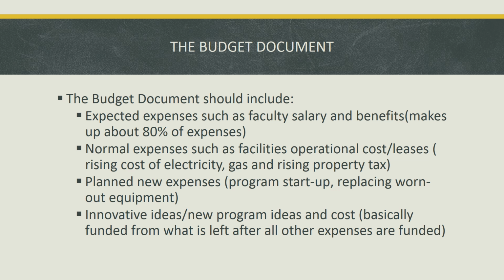The budget document should include expected expenses such as faculty salary and benefits, and these typically make up about 80% of the expenses. Normal expenses such as facilities, operational costs, and leases. The rising cost of electricity, gas, and rising property tax, those are all part of that. Planned new expenses, which would be like program startup, replacing worn out equipment, those type of things. And innovative ideas or new program ideas and cost. And basically these are funded from what is left after all the other expenses are funded.